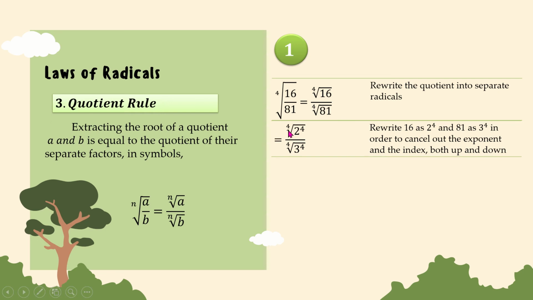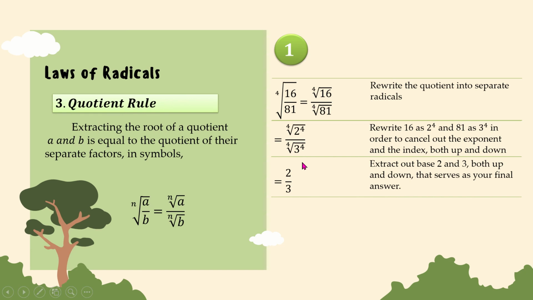As you can see, their index and exponent are both 4. The index and exponent in the denominator are also both 4. So, they cancel out both up and down. So, what will happen? The bases 2 and 3 are extracted out both up and down. That serves as your final answer. So, the final answer should be 2/3. Can I cancel out the exponent and index?